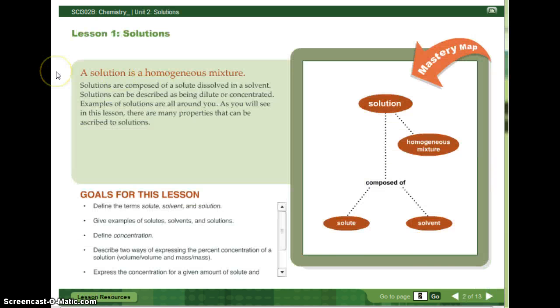Lesson 1, Solutions. A solution is a homogeneous mixture. Solutions are composed of a solute dissolved in a solvent. Solutions can be described as being dilute or concentrated. Examples of solutions are all around you. You will see in this lesson there are many properties ascribed to solutions.